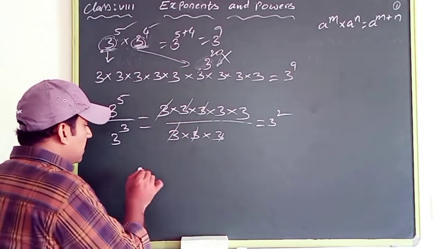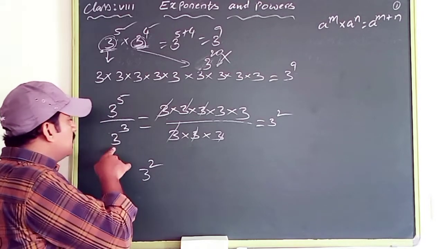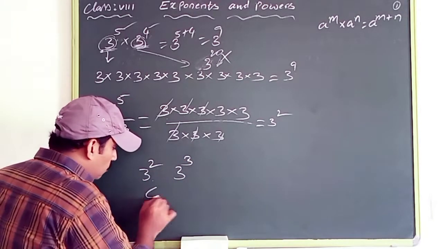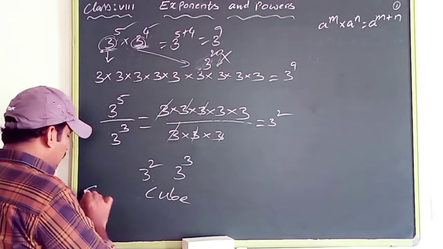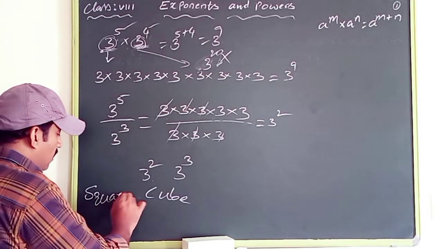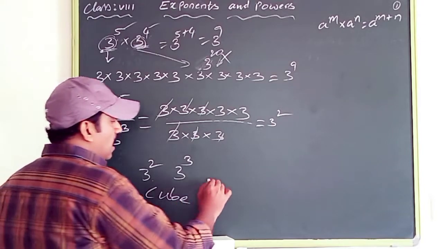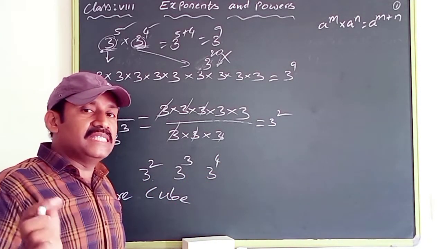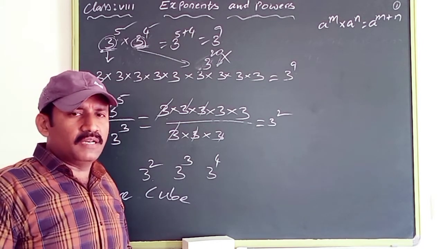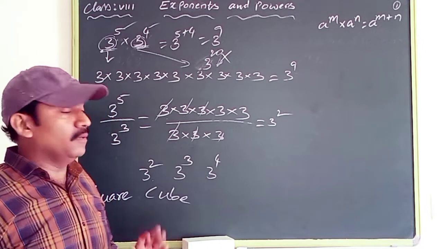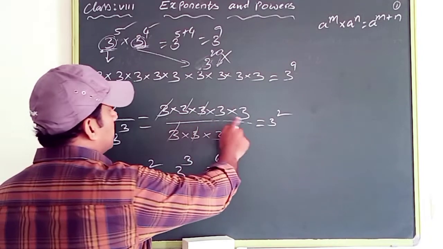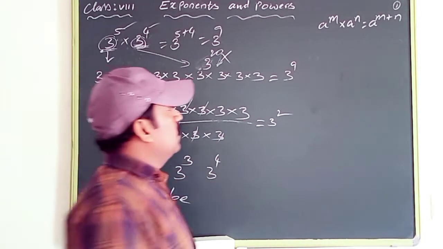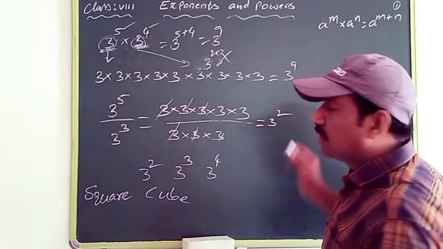You are writing it like this. This is 3 square. This is 3 cube. C-U-B-E. This is square, S-Q-U-A-R-E. And this is 3 to the power of 4, meaning 3 raised to the power of 4. So we have the 3 two times, that is 3 square. Okay, children, can you guess what is the formula here?